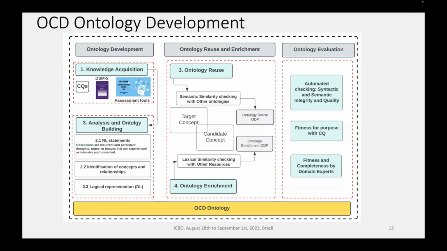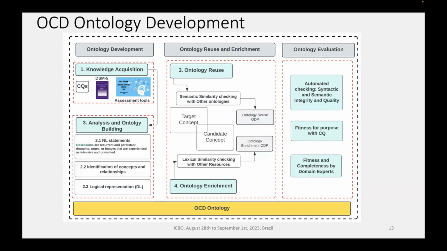And here we are moving on to OCD ontology development. Drawing inspiration from well-established ontology development methodologies, namely extendable ontology development and a systematic approach for building ontology, we established three main stages. Each stage consists of a number of steps. So the first stage is ontology development, and in this stage, there are two main steps. The first one is knowledge acquisition, and the second one is the conceptualization or the analysis.